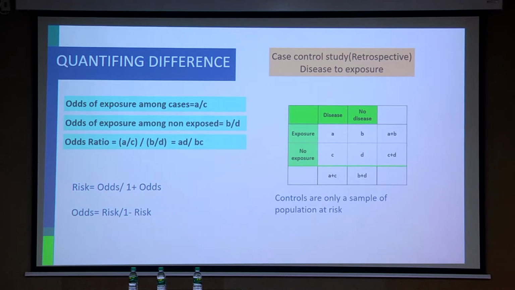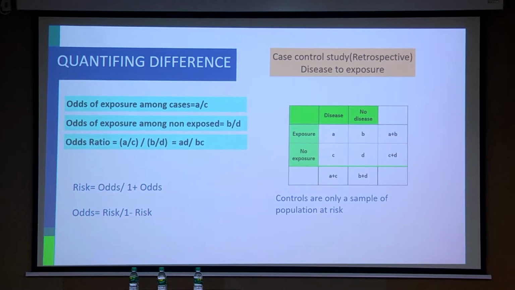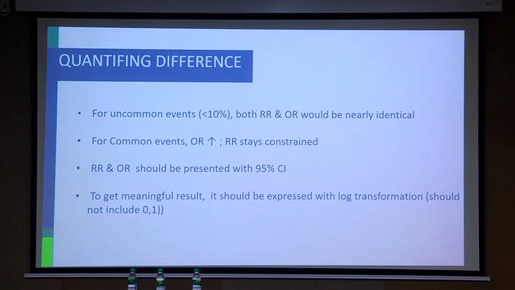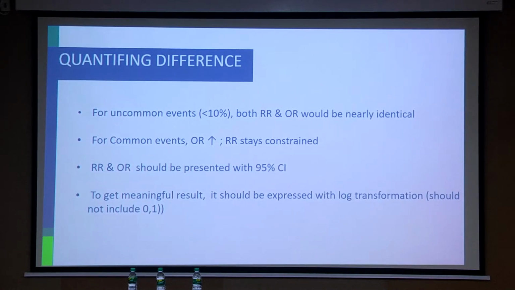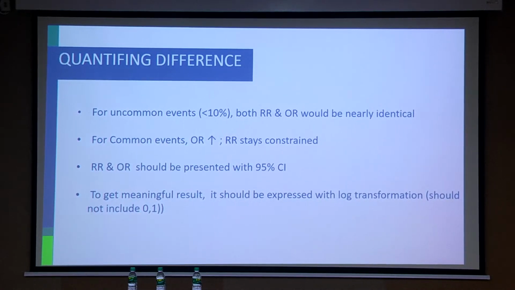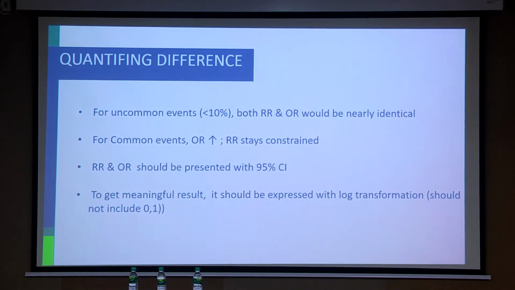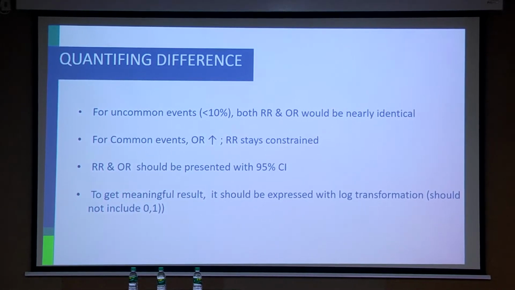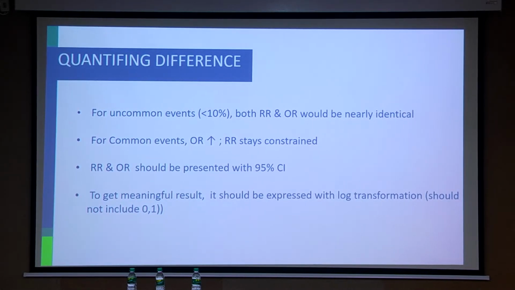We can calculate the odds ratio from relative risk, or relative risk from odds ratio, but it does not give the exact value. For uncommon events, with less than 10% incidence, both relative risk and odds ratio would be nearly identical. For common events, like a common infection or common disease, the odds ratio will be remarkably high compared to the relative risk. So whenever you are having that type of study, you have to be a little cautious in telling about the results.